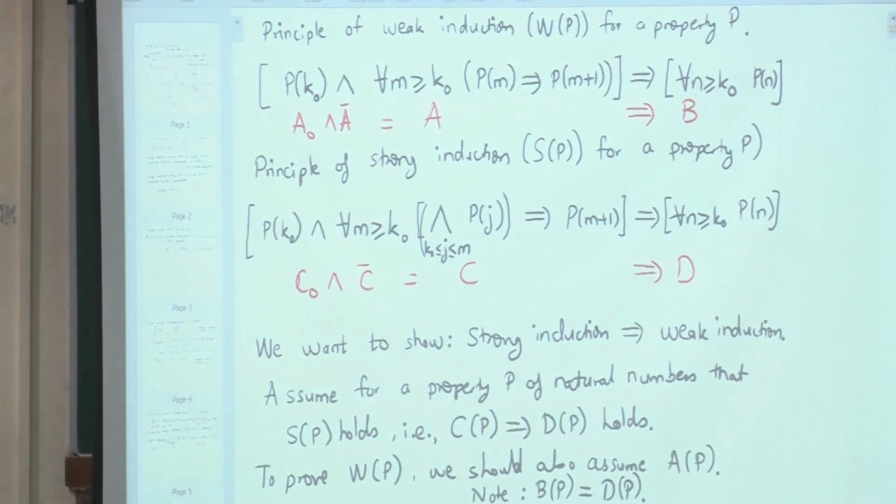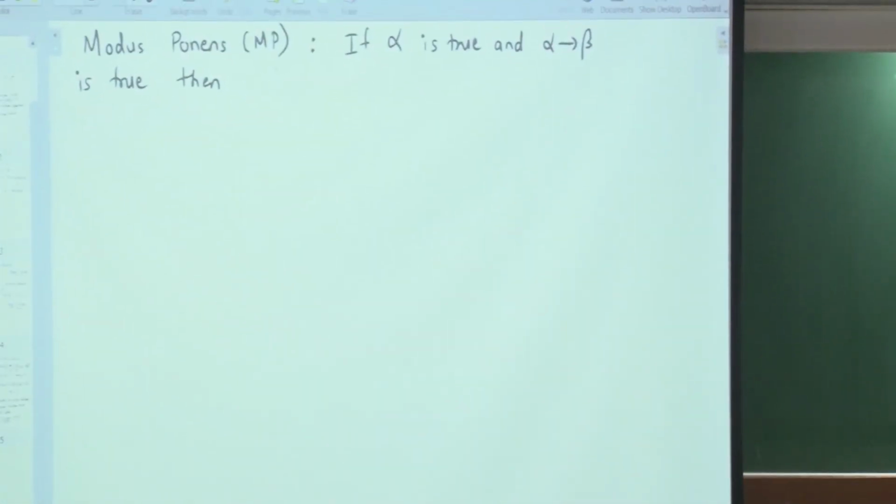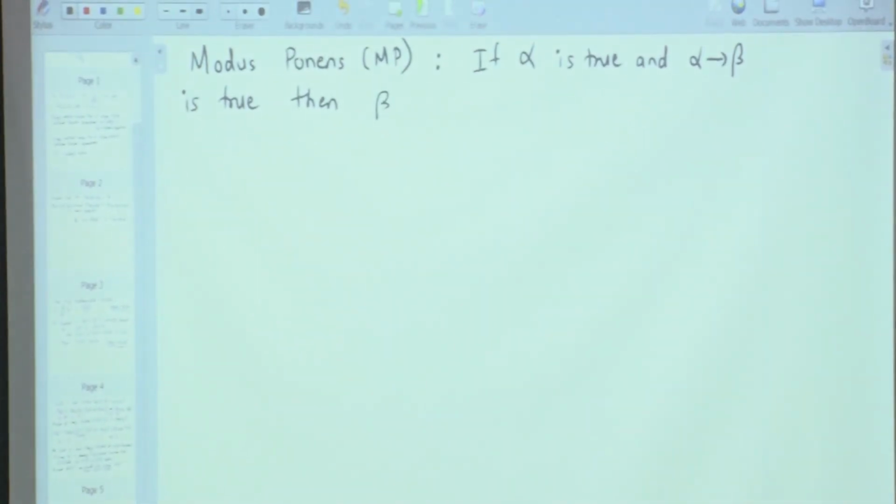Now there is a rule in logic which we'll study in the logic part properly. So this rule is called modus ponens, MP. It says that if alpha is true and alpha implies beta is true, then you can conclude beta is true. Very good.